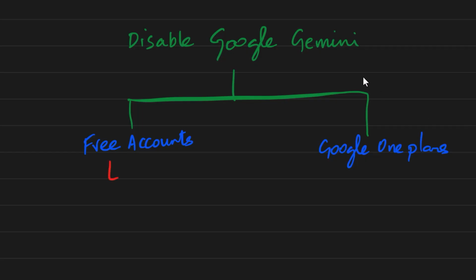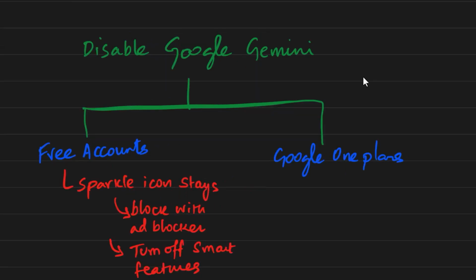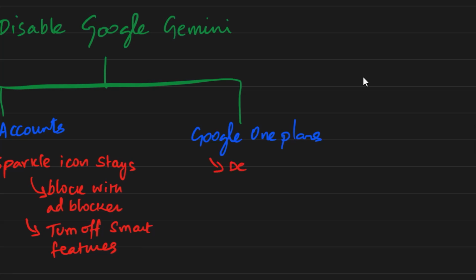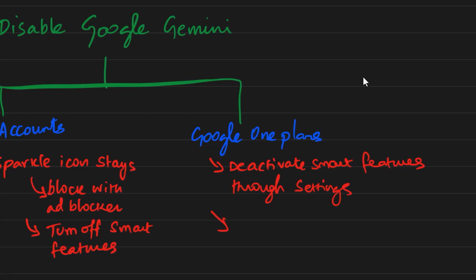So here's the bottom line. Free account, your Sparkle icon will stay. You can block it with an extension and turn off the smart features in your settings. With a paid account like a Google One AI or the Google storage plans, you can deactivate the AI stuff through the settings, or if you are on the AI plan, you can just drop your plan.